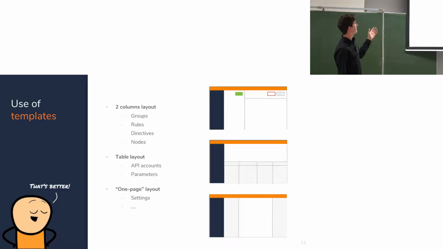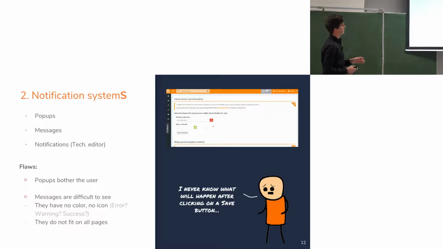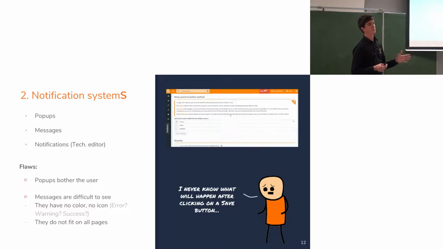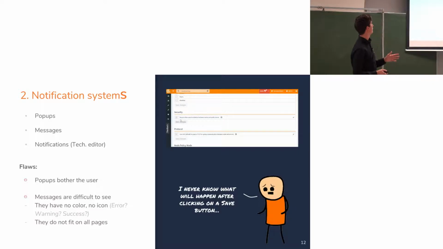We could have another layout, for example, for tables, like the API accounts page or parameters page, and a one-page layout for pages like settings, which is just a single page, but I think in this new layout, this page could be put inside a container to make it easier to read. Now, Mike perfectly knows where buttons are and where general information is.